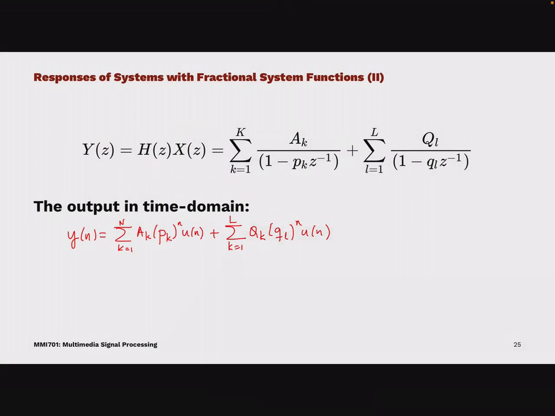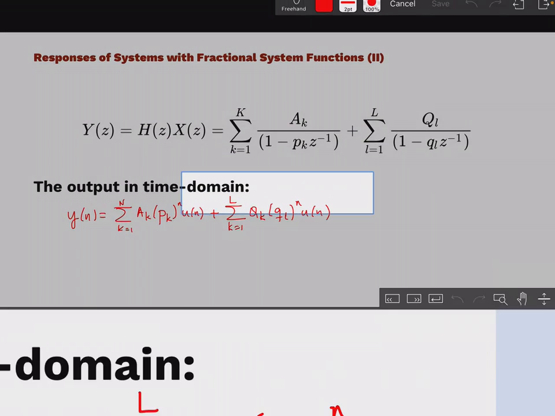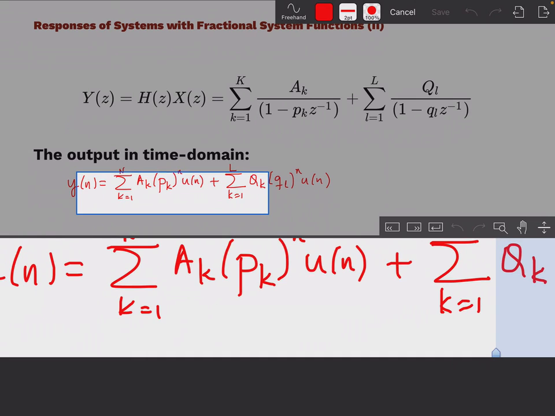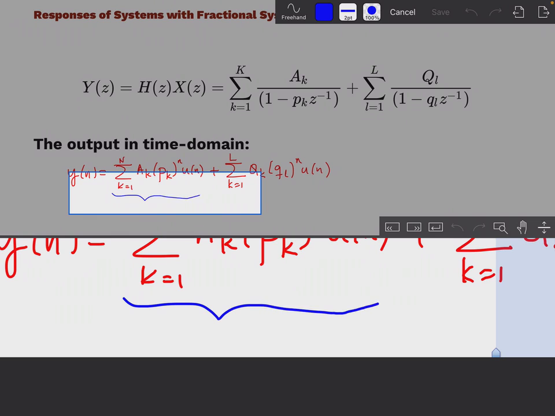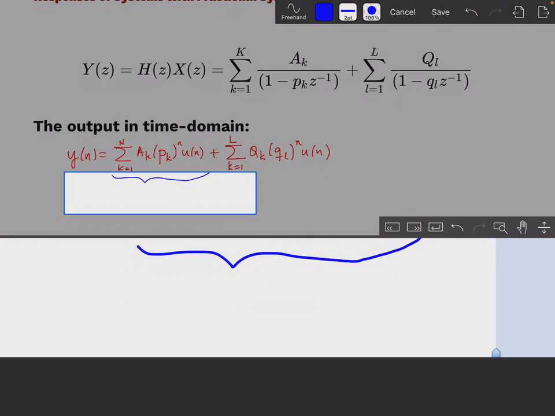Okay, we can now identify two different types of responses. The first response is a natural response of the system. So let's just define it as such. So this is the natural response. That is the response of the system if you do not even consider that you have x of z in place or an input in place. So this is the natural response.